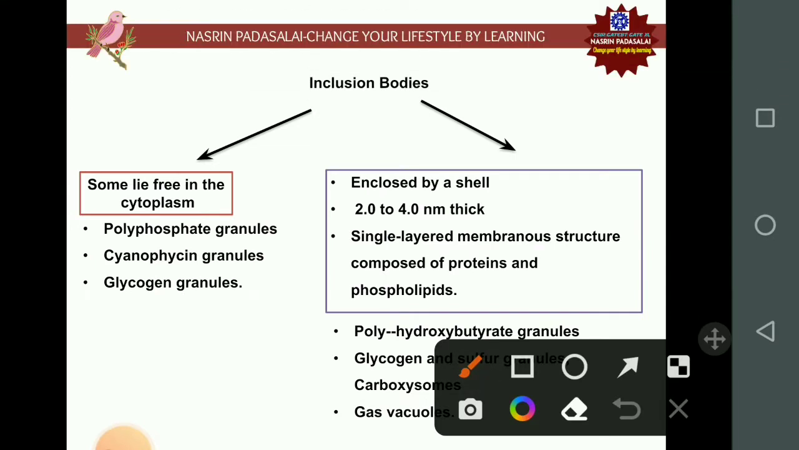Next, regarding the location of inclusion bodies, or the structure. Some inclusion bodies lie free in the cytoplasm, whereas some inclusion bodies are enclosed by a shell, and the thickness of the shell will be 2 to 4 nanometers, and the shell will be a single layer membrane structure which might be composed of proteins and phospholipid. Examples of inclusion bodies which lie free in the cytoplasm include polyphosphate granules, cyanophycin granules and glycogen granules, whereas examples of inclusion bodies that are enclosed by a shell include polyhydroxybutyrate granules, glycogen, sulfur granules, carboxysomes and gas vacuoles.